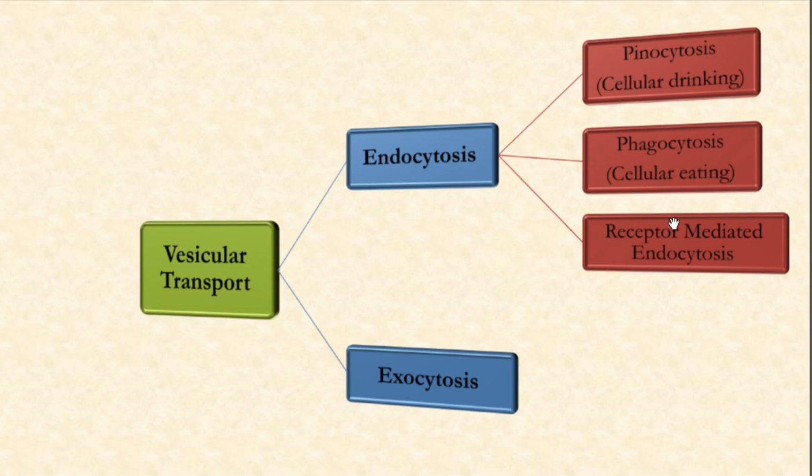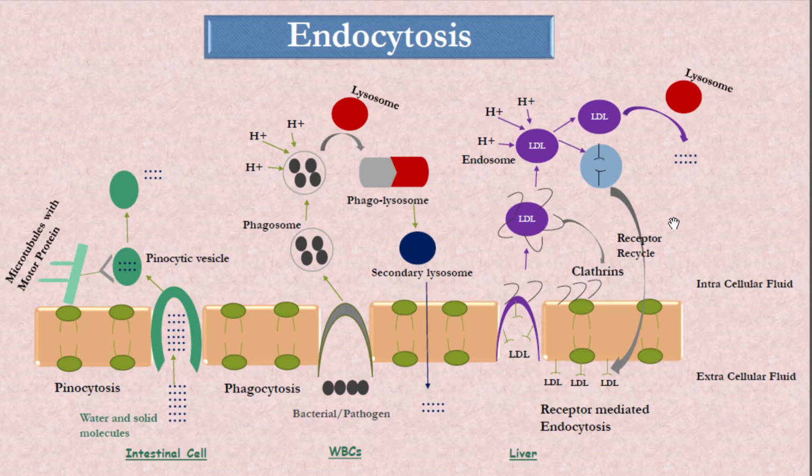In this endocytosis process, whatever transportation of the molecule is taking place, it is happening within the vesicle or within the cell. Means the vesicle is getting formed and the transportation is taking place within the cell. Let's see how it's happening. This is the diagrammatic representation of all the three processes which help in the endocytosis process.